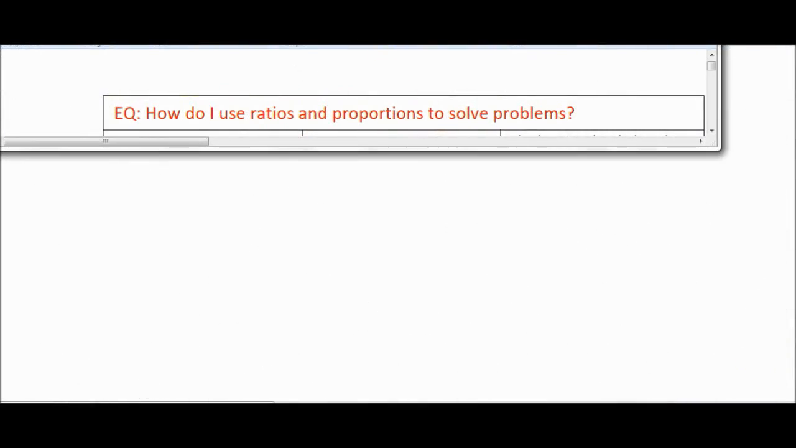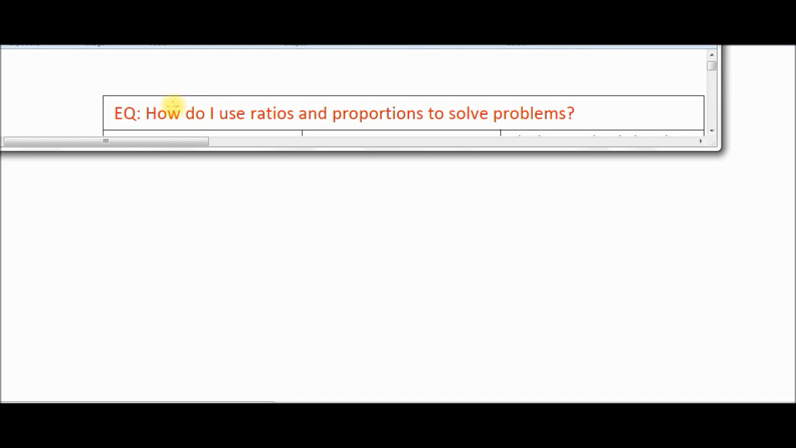Hello class, this is the beginning of the videos for the Unit 7 flipbook. This is a flipbook on similarity. We're going to go ahead and start with section number 1, the top flap of section number 1. And this section is labeled ratio and proportions.